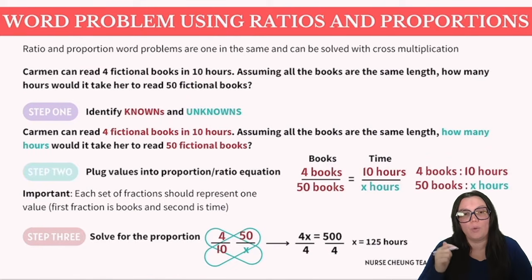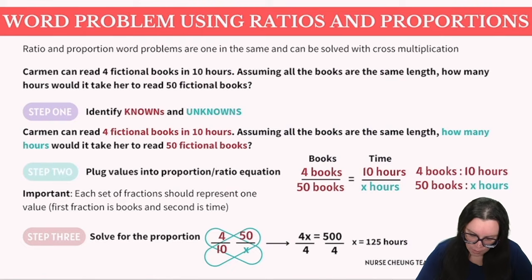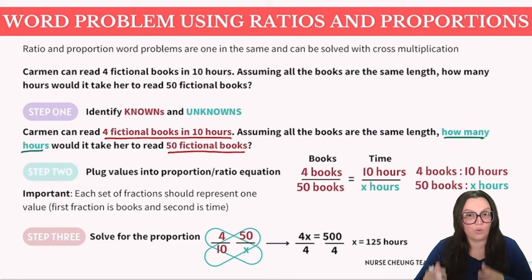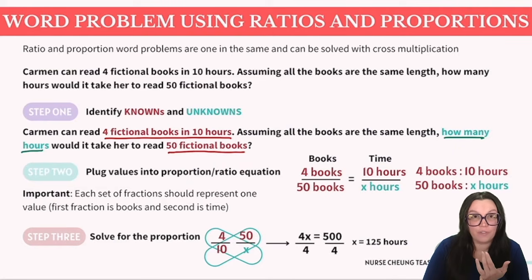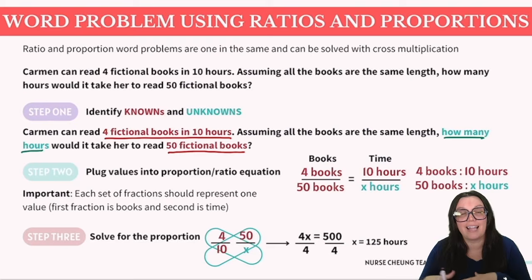Step 1 is we want to identify our knowns and our unknowns. What we do know is that Carmen can read 4 fictional books in 10 hours. What we don't know is how many hours it's going to take her to read 50 fictional books. Our unknown is that amount of time it's going to take her to read those 50.